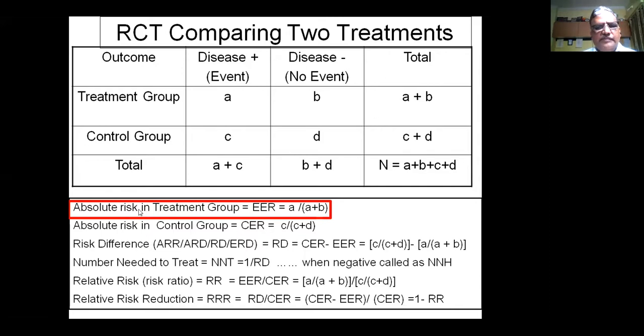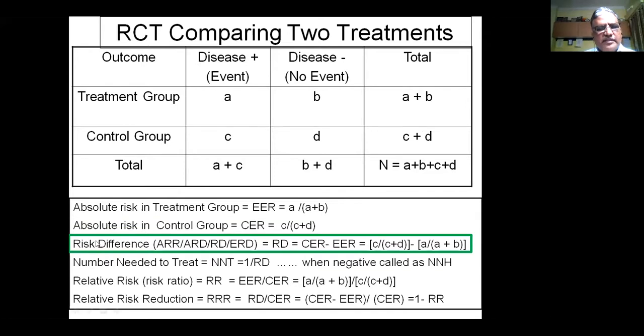So that is the absolute risk in the treatment group. What is the absolute risk in the control group? C divided by C plus D. When you look at any manuscript and they are giving these things, you can calculate all these things by yourself if you understand this table.